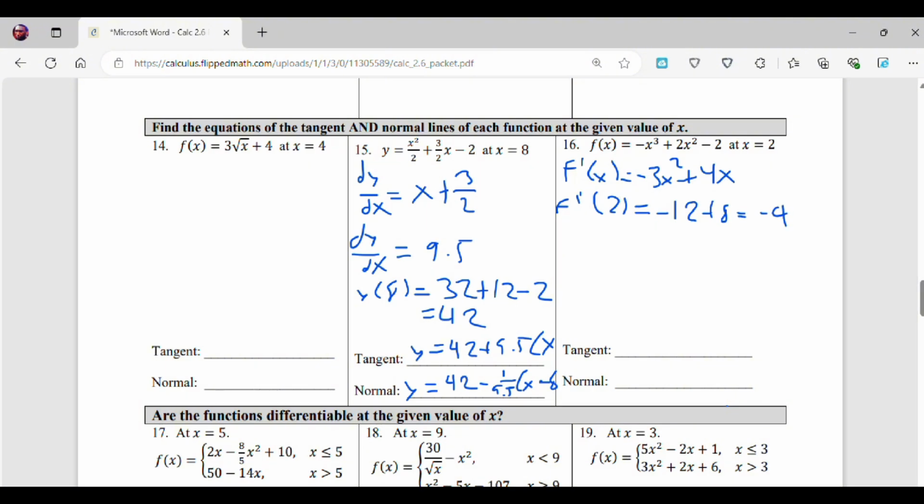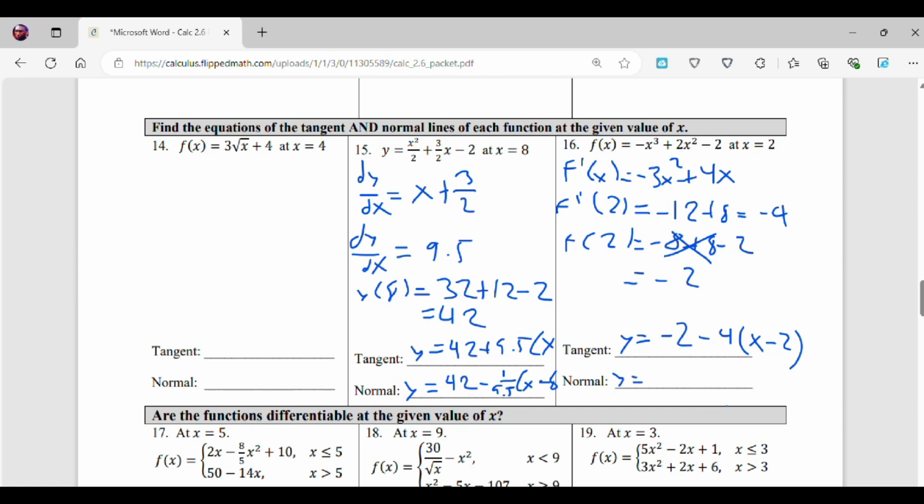All right, let's find our f of 2. 2 to the third is 8 times the negative 1 is negative 8. 2 squared is 4 times 2 is 8. And then minus 2. Negative 8 plus 8 cancels out, so it's going to be negative 2. And so our tangent line is y equals y1, so negative 2, plus our slope, which is negative 4. So plus negative 4 times x minus x1, which is 2.